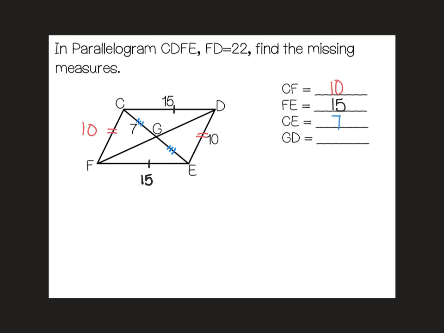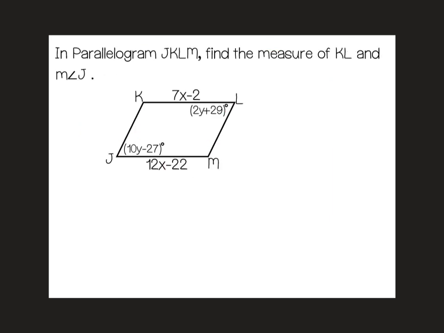And then the last piece of information we need is up here. It says FD is 22. So here's FD. The whole thing is 22, and remember, each of these would be the same length. So you would take 22 and divide it by 2, and each part would be 11. So GD is 11. All right, so that's one parallelogram.